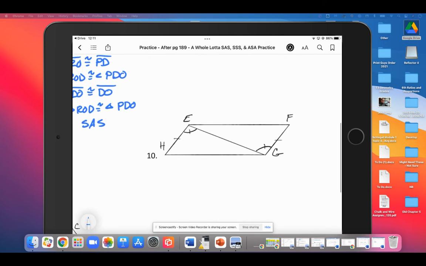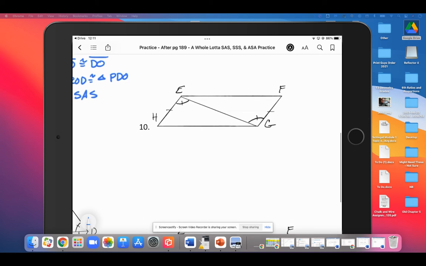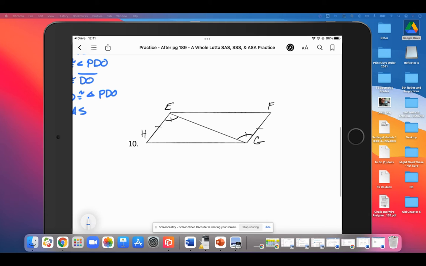Number 10, I have my statements will be that EF, no, I can't say anything about EF. HE is congruent to FG. That angle HEG is congruent to angle FGE. And that because of the reflexive property, EG is congruent to EG.